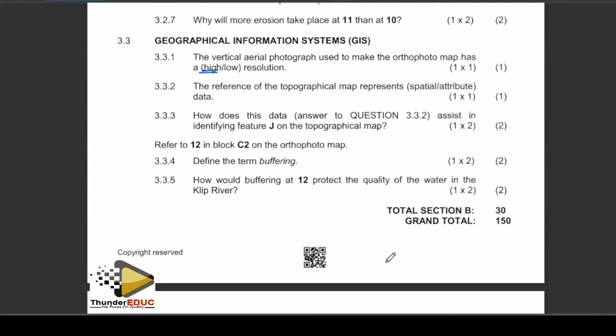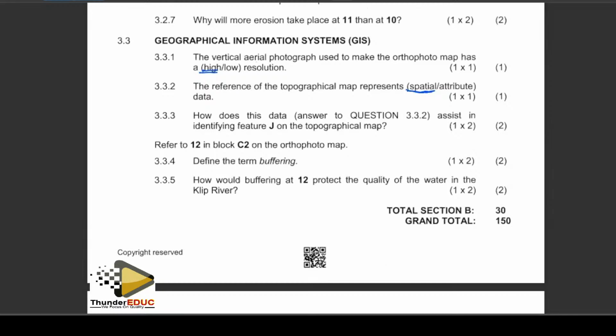The reference of the topographic map represents, is it spatial or attribute? Reference of a topographic map, we have coordinates in terms of latitude and longitude. So that is spatial. Spatial gives us the coordinates of the feature, and attribute gives us the characteristics or descriptive data of a feature. So the map reference just gives us the coordinates of the feature.